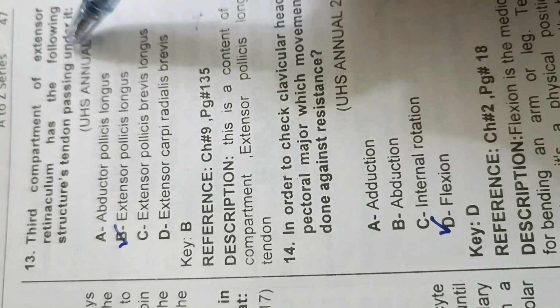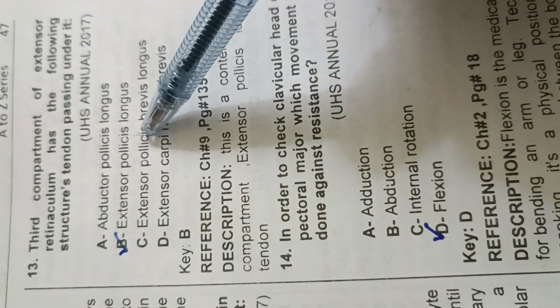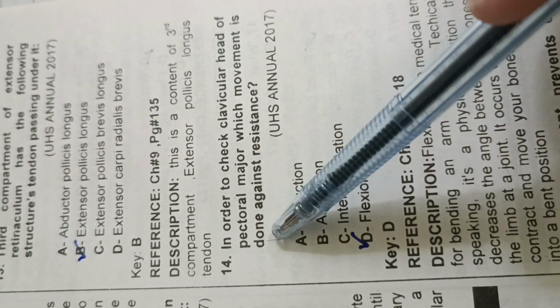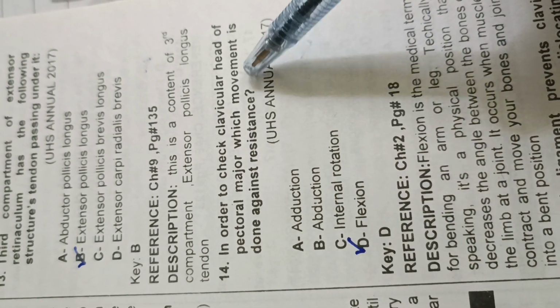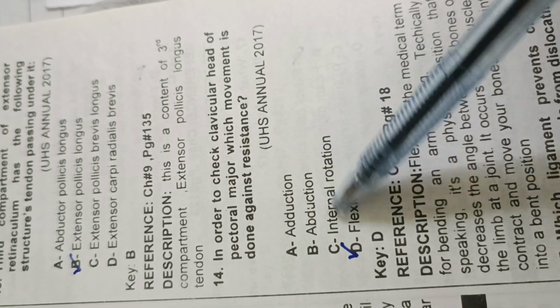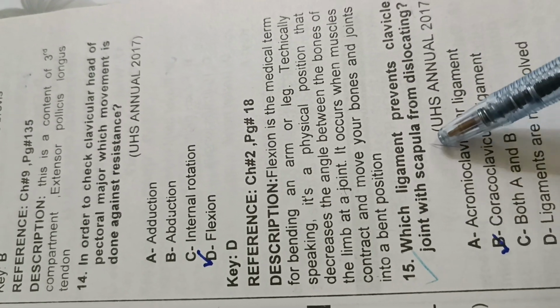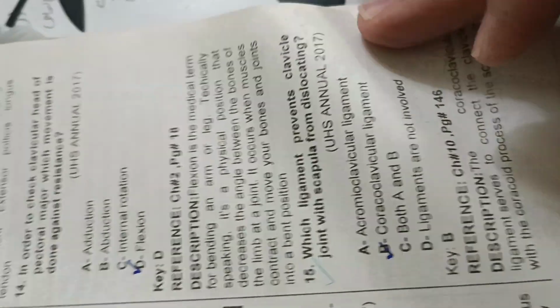The third compartment of extensor retinaculum has the following structures: tendon passing, extensor pollicis longus. In order to check the clavicular head of the pectoralis major, which movement is done against resistance? Flexion. Which ligament prevents clavicle joint with scapula from dislocating? Coracoclavicular ligament.